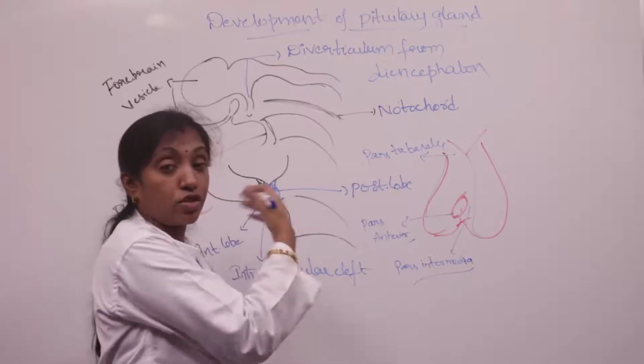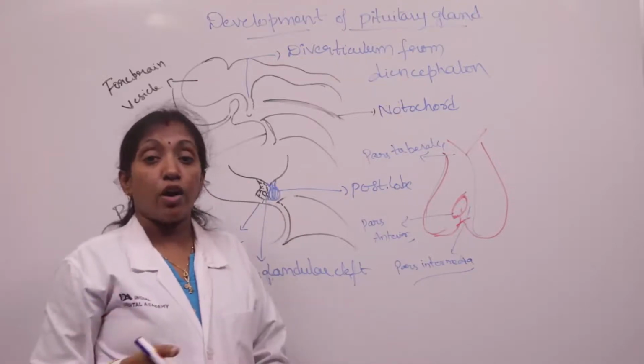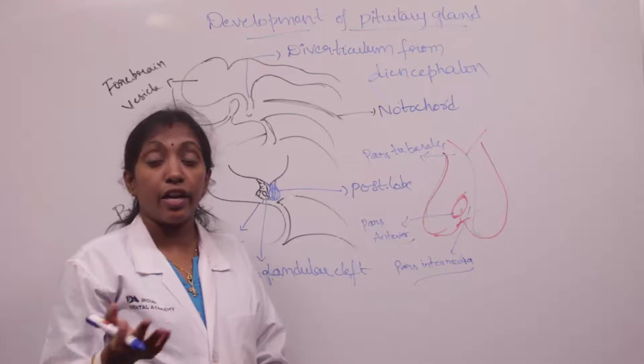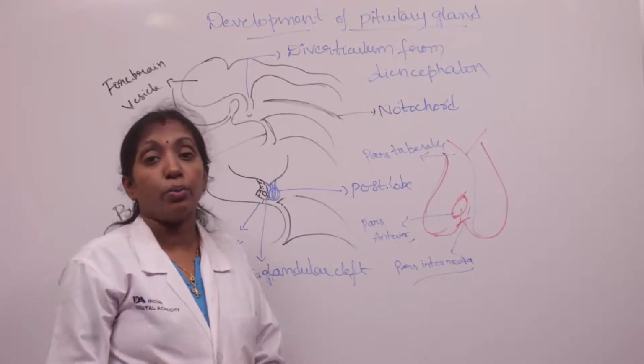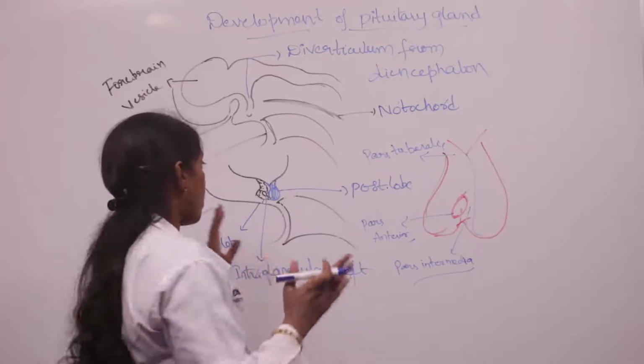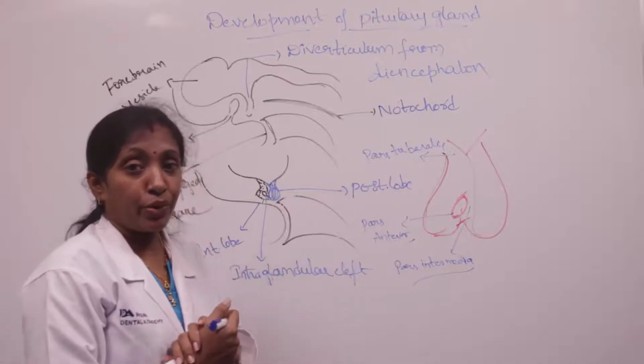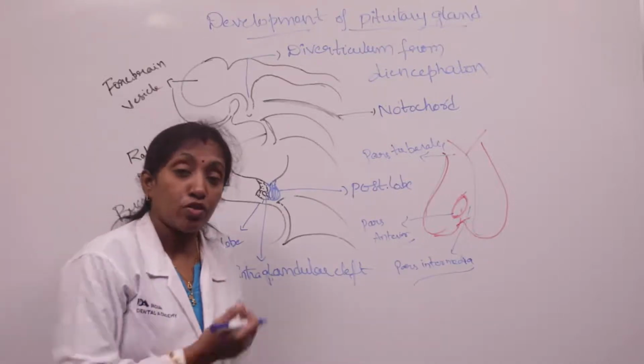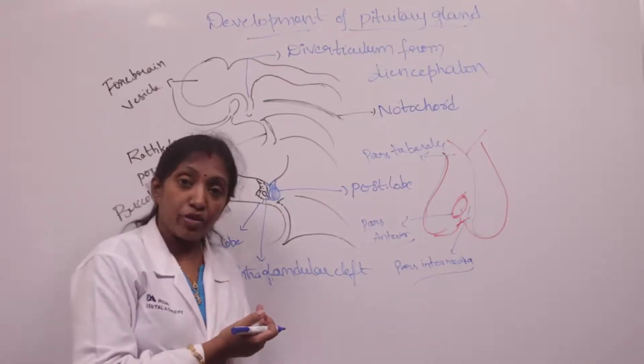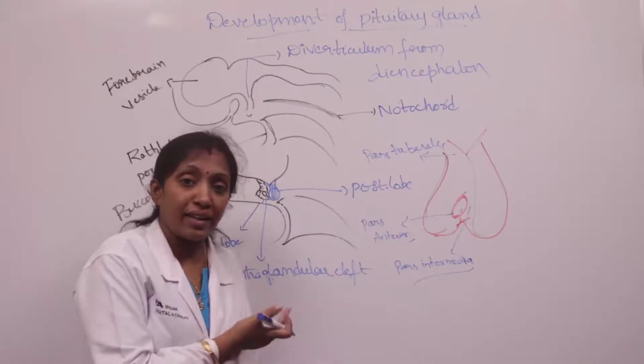They regulate the growth hormone and also prolactin, and they also release adrenocorticotropic hormone. All these hormones are produced by the anterior pituitary, and also melanocyte stimulating hormone is produced by the anterior pituitary. So all these hormones are produced by the anterior pituitary.